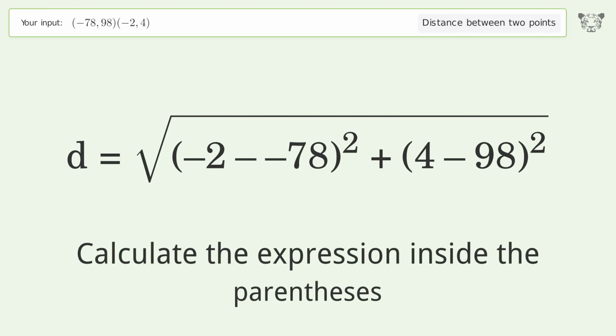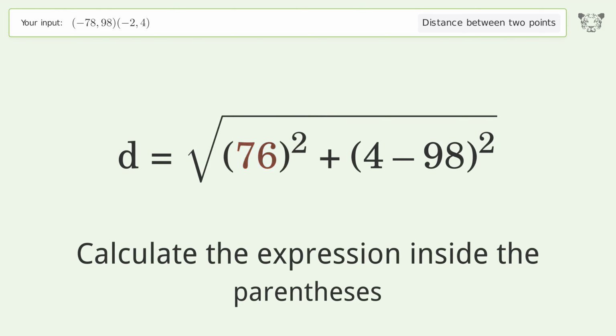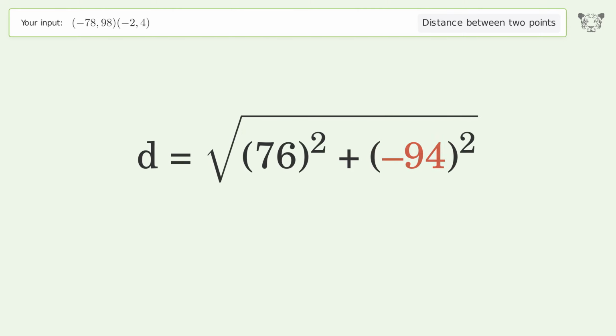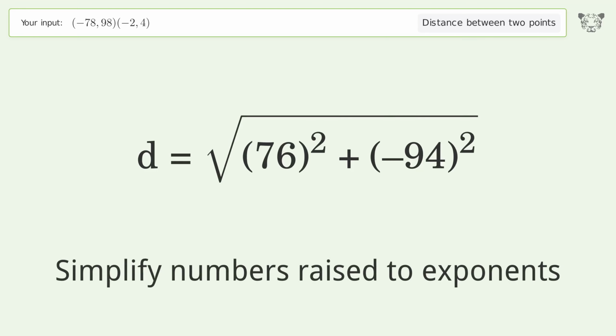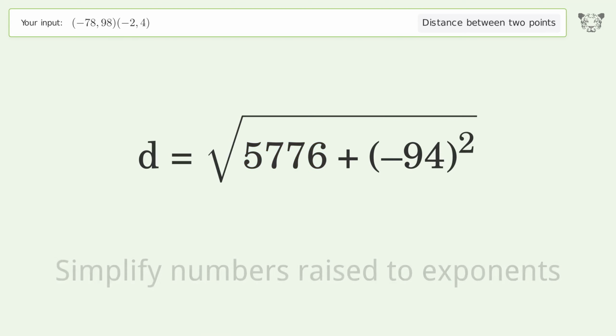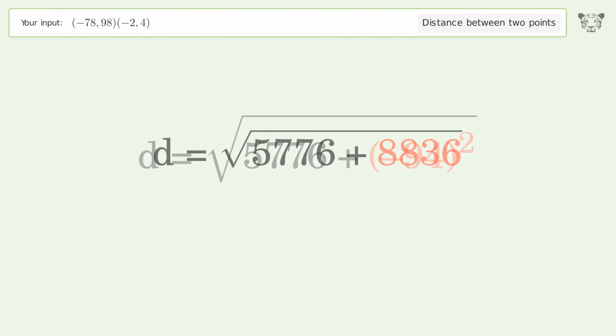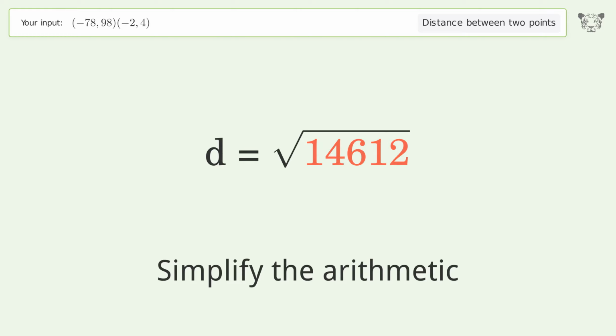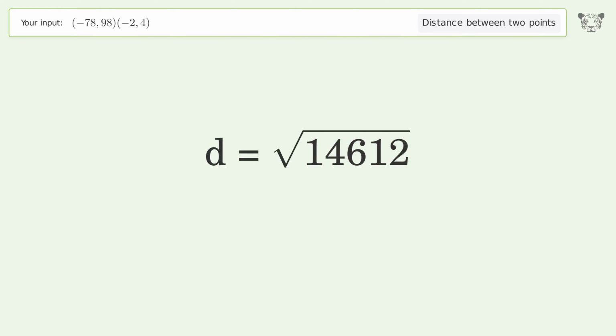Calculate the expression inside the parentheses. Simplify numbers raised to exponents. Simplify the arithmetic. And so the distance between the 2 points is the square root of 14,612, or 120.88.